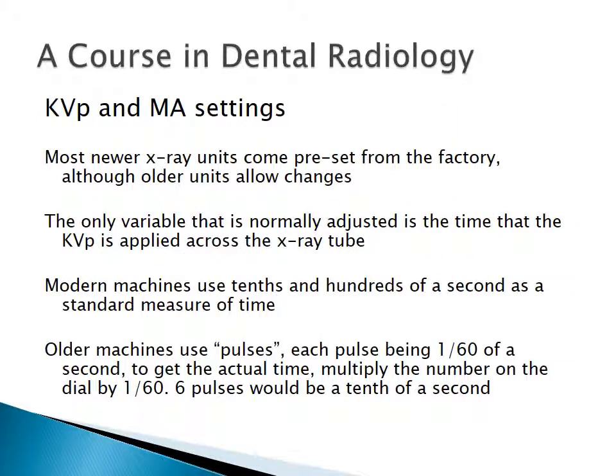Most of your newer X-ray units are going to come preset from the factory, but you'll see many older X-ray units out there that are going to allow you to vary your KVP or your MA, or in most cases, be able to vary both of them. But on your newer units, normally the only adjustment that you're going to be able to make is your actual time. So your modern units are going to have a digital controller on them that's going to use tenths or 1/100ths of a second as a standard measure of time. But your older units simply use the 60 hertz sine wave that's coming out of the outlet as your timing pulse.